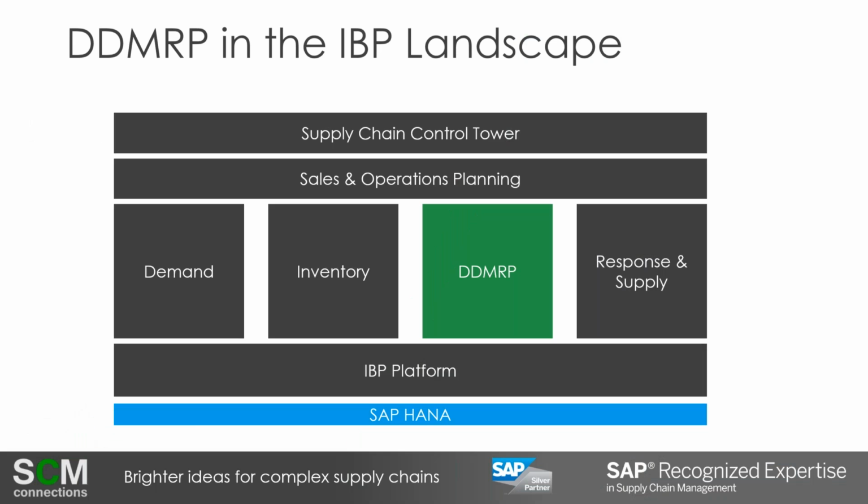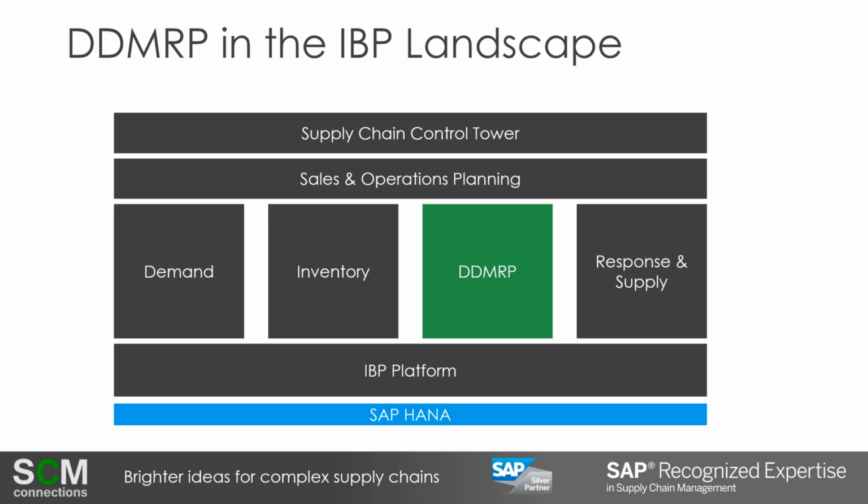All right, so where does DDMRP fit in the IBP landscape? If you're familiar with IBP, most of you will know most of these: control tower, sales and operations planning, demand, inventory, and response, all sit on the IBP platform, and they run on SAP HANA.